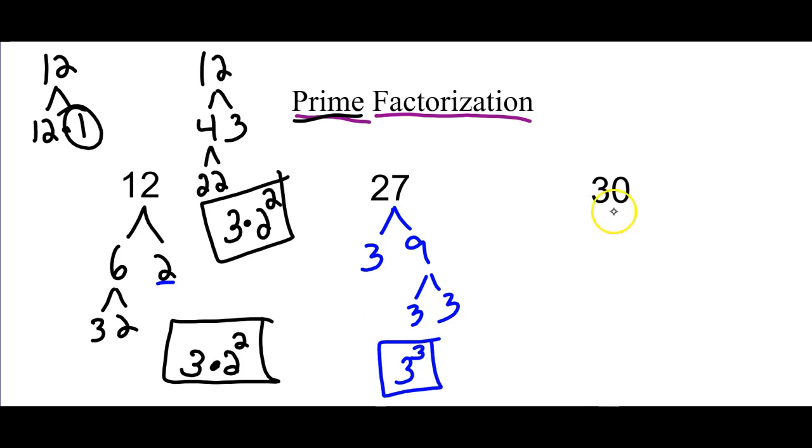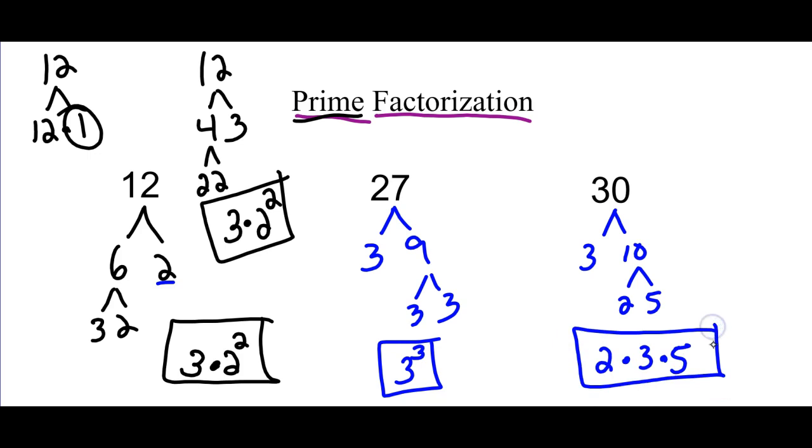And then 30, I'm going to say 3 and 10. 10 breaks up into 2 and 5. And 5 times 2 times 3 does equal 30, and those are all prime numbers. So I'm just going to write out like this: 2 times 3 times 5.